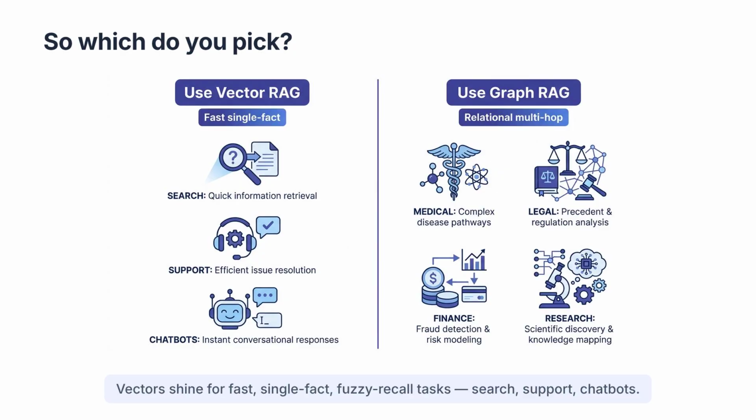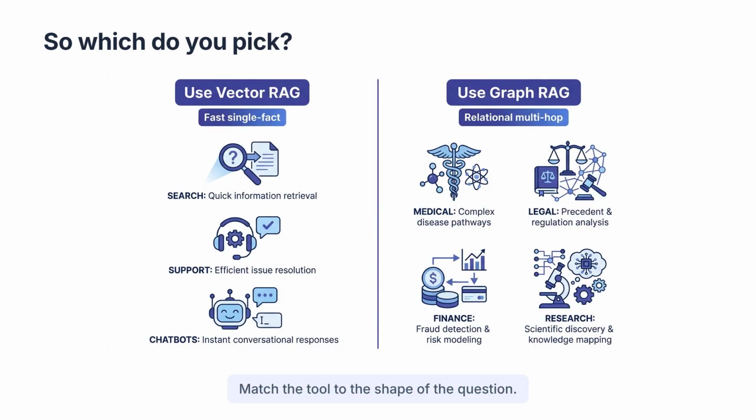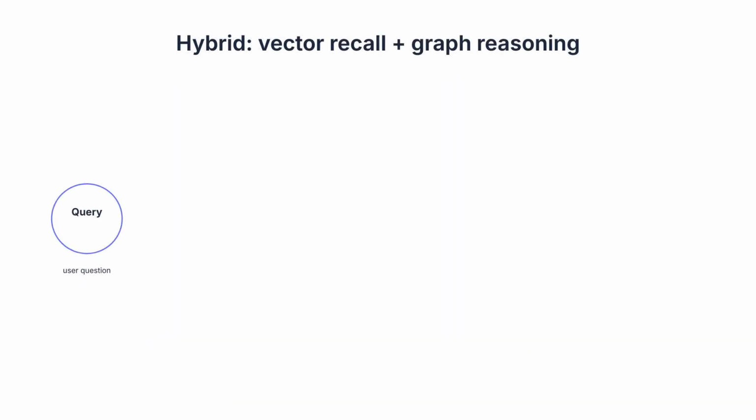Vectors shine for fast, single-fact, fuzzy recall tasks, search, support, chatbots. Graphs shine where relationships, multi-hop reasoning, and explainability matter. Medicine, law, finance, research. Match the tool to the shape of the question. And in production, the grown-up answer is usually both.